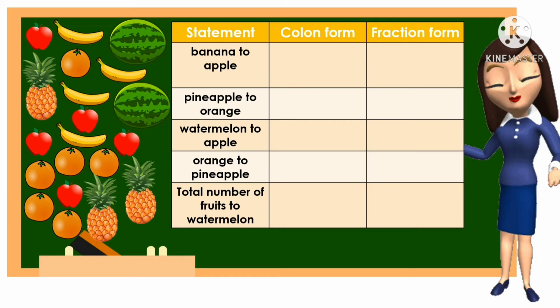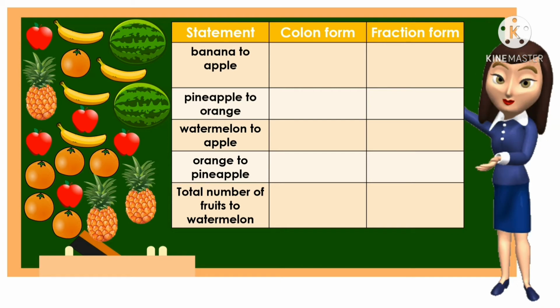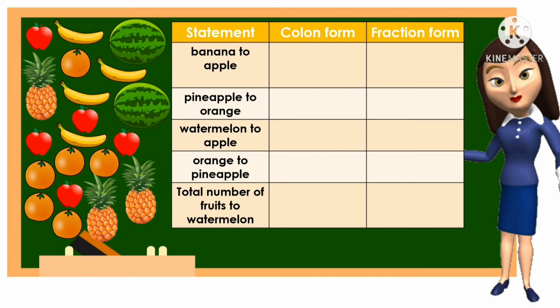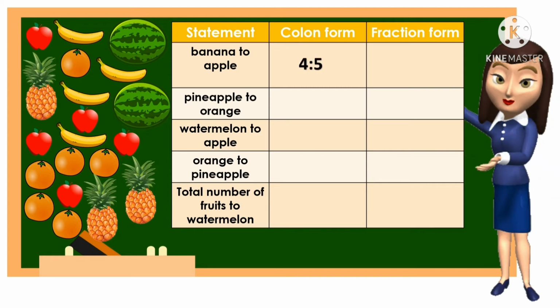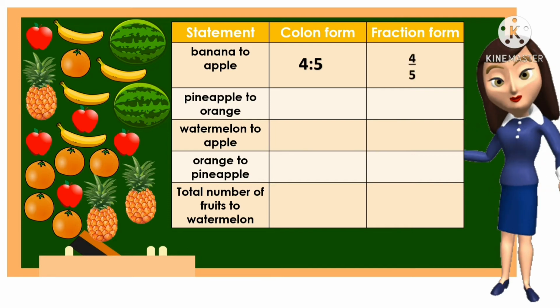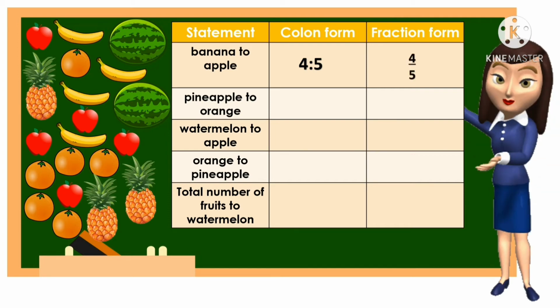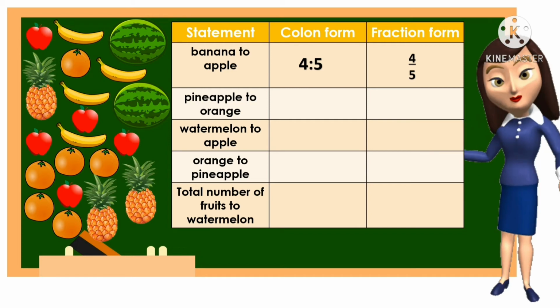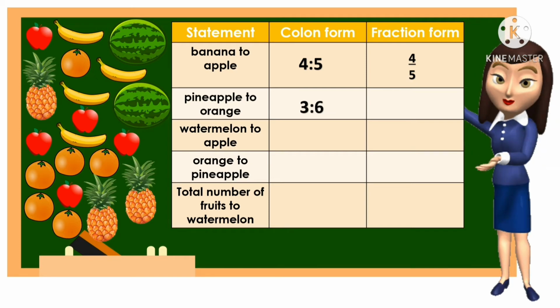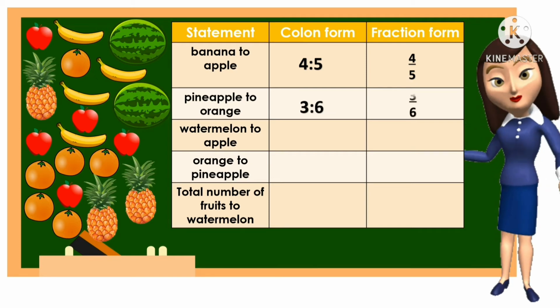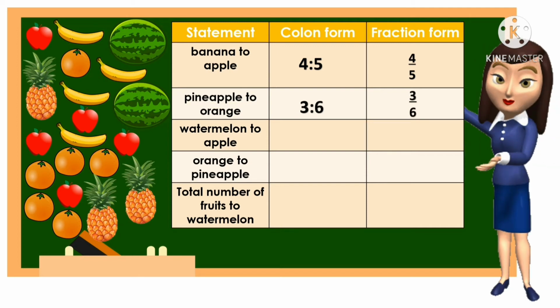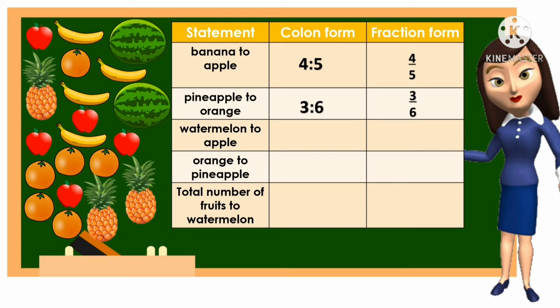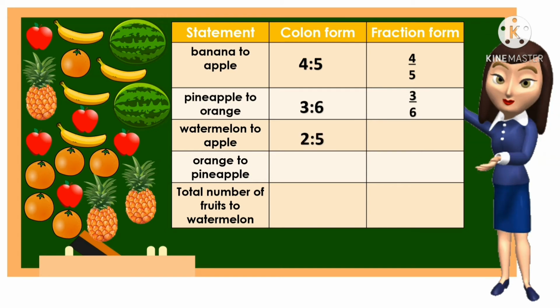What is the ratio of banana to apple? The answer: 4:5. Or 4/5. What is the ratio of pineapple to orange? The answer: 3:6. Or 3/6. What is the ratio of watermelon to apple? The answer: 2:5.